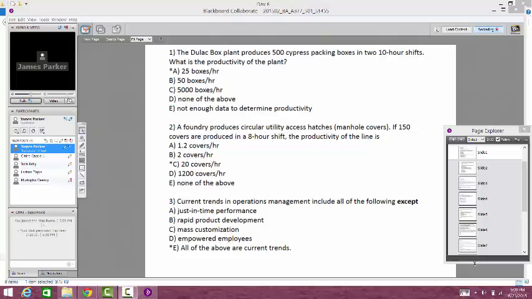The Foundry, same type of thing. 20 covers, 8-hour shift. On that one, we made a slight change, but anyway, this was the original test before we fixed it. Okay, the trends in operations management. All the above were current trends.